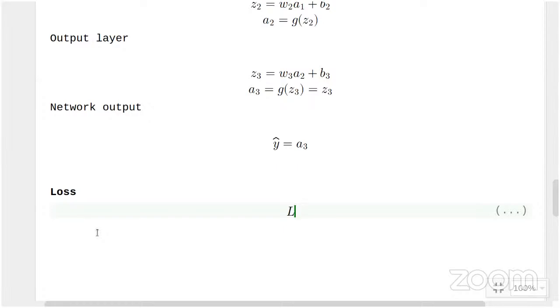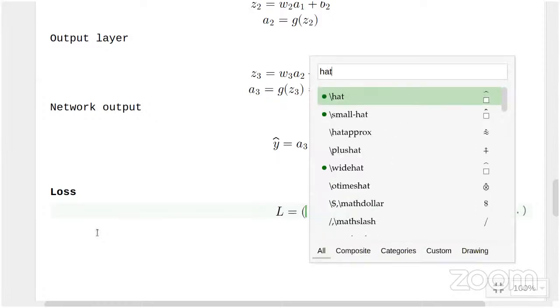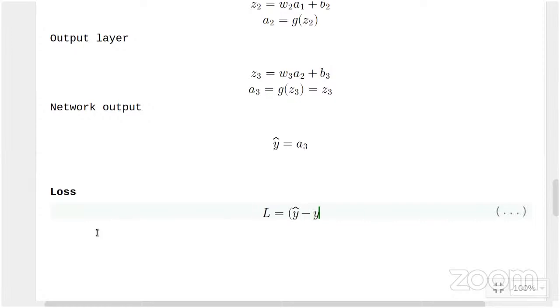For a regression problem, it will be the squared error: (y minus y hat) transpose times (y minus y hat). Since we are dealing with scalars here, they're all just real numbers, so this is just the loss.